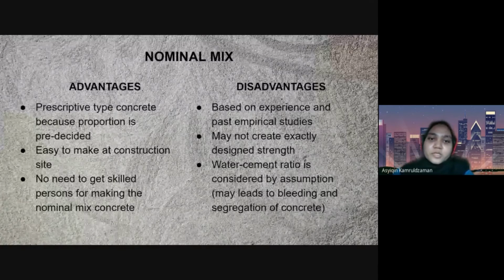Next I will talk about the advantages and the disadvantages of nominal mix. The advantage is that it is a prescriptive type of concrete because the proportion is pre-decided, and it is also easy to make at the construction site. And there's no need for the person to have any skill to make the nominal mix concrete.